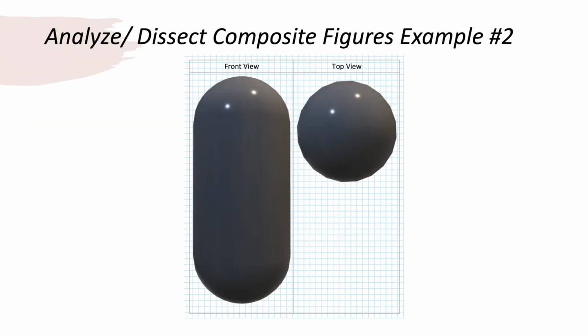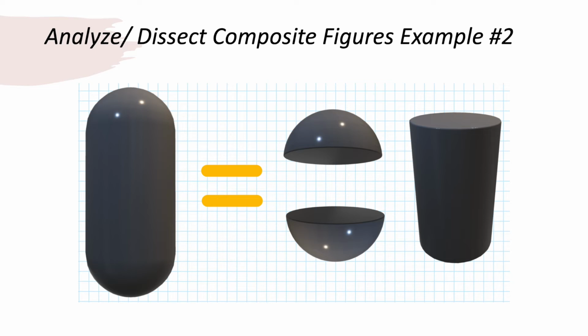Here is our next example 3D figure. In order to figure out its surface area and the volume, let's break it down into basic 3D figures that we are already familiar with. I can see this composite figure as a combination of 2 hemispheres and a cylinder.